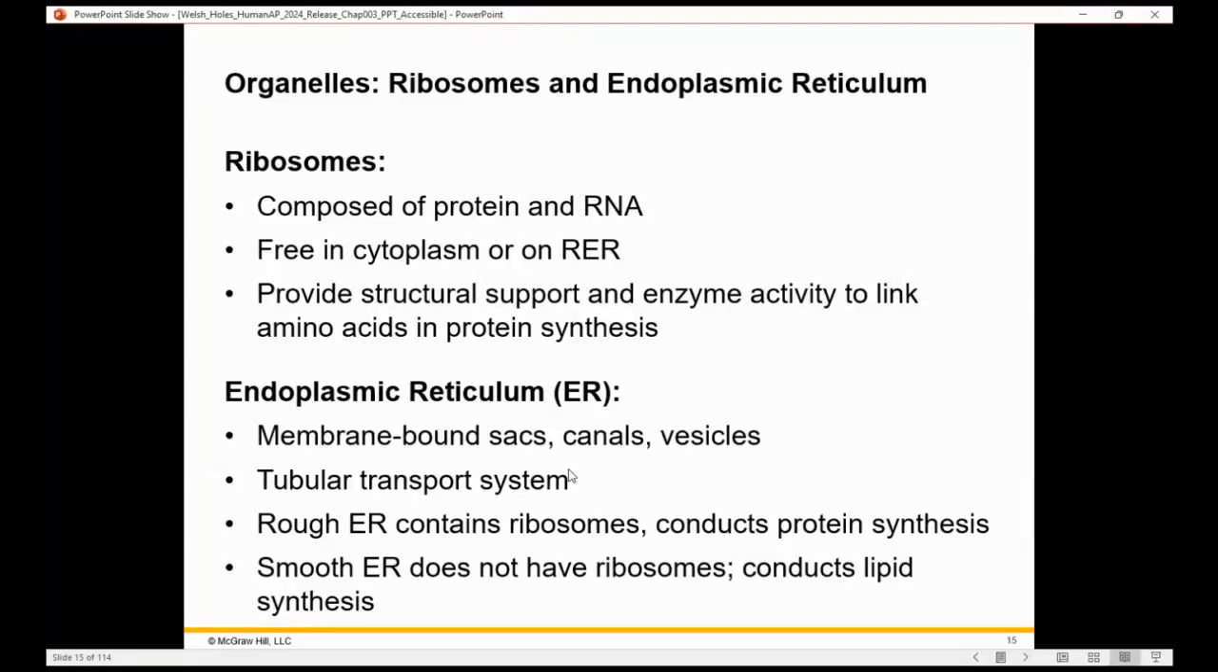The endoplasmic reticulum. These are membrane-bound sacs or canals and vesicles. It's a tubular transport system. The rough ER contains ribosomes, so it conducts protein synthesis. The smooth ER does not have ribosomes, but it conducts lipid synthesis.